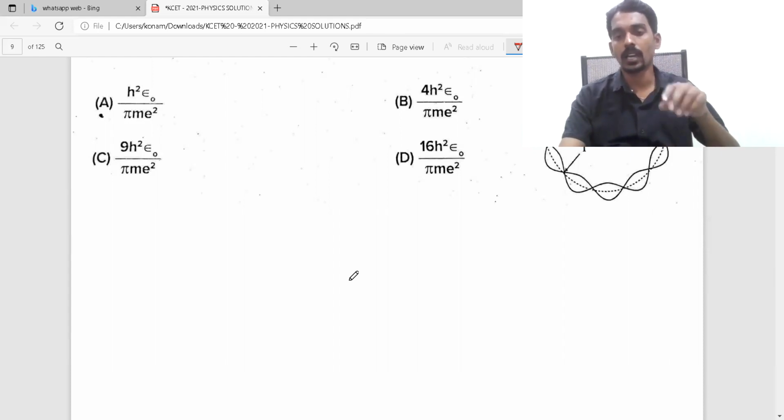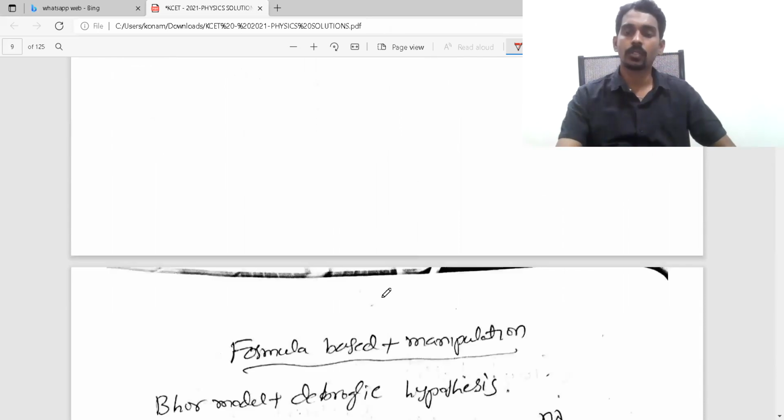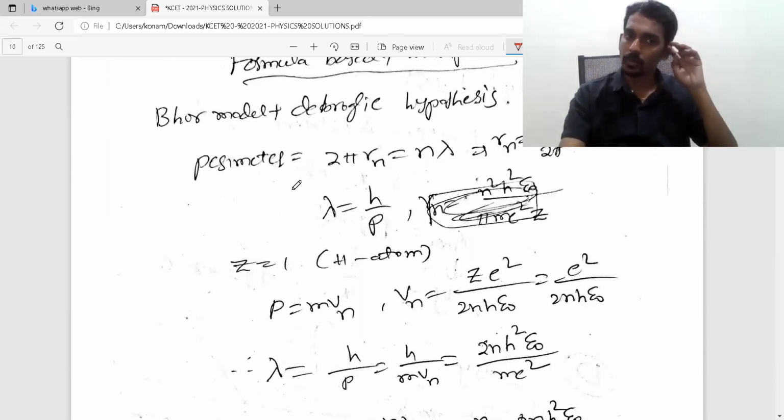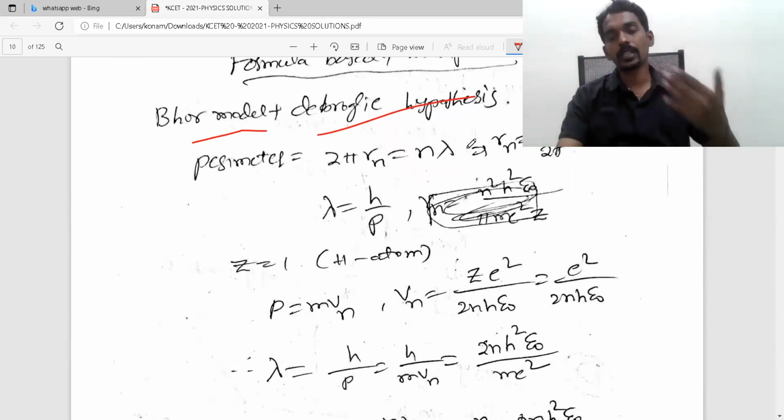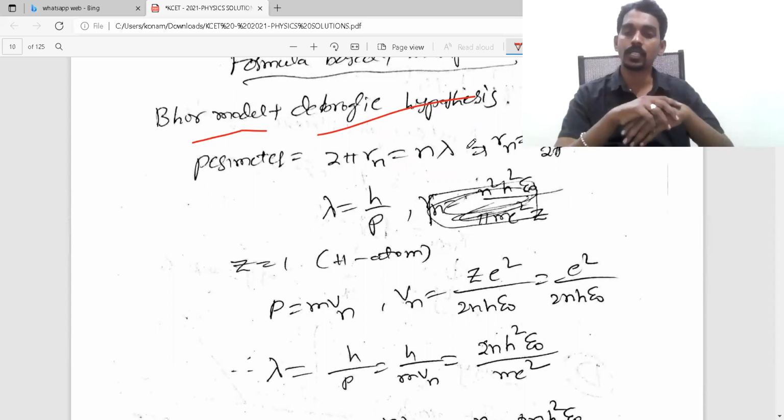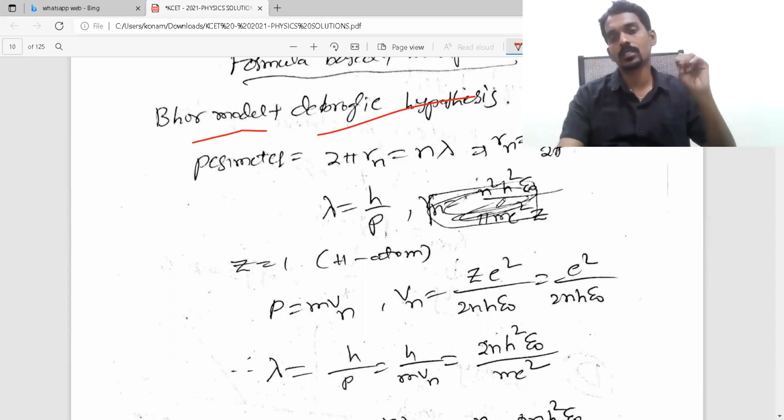That is the hypothetical assumption taken by de Broglie, so that the perimeter 2 pi r is equated to n lambda, and he substituted the value for velocity. See here, Bohr model plus de Broglie hypothesis. So this time they have given little tough questions based on modern physics compared to even NEET level also. So if you understand these toughness and these type of applications, then easily you can solve all the 8 to 10 questions from modern physics. Usually they will give at least 8 questions.